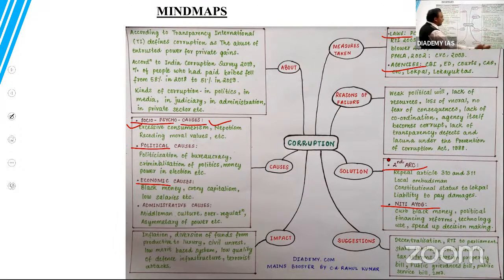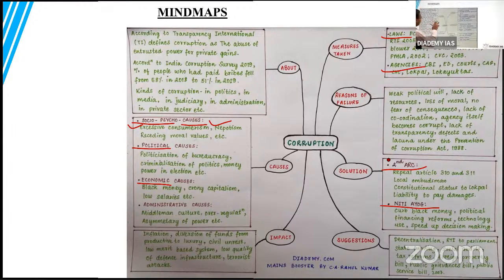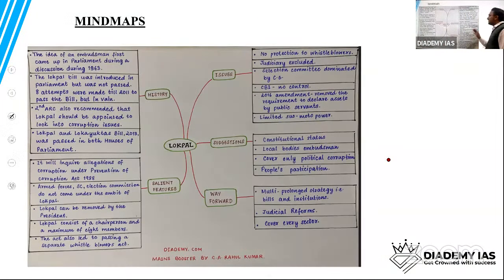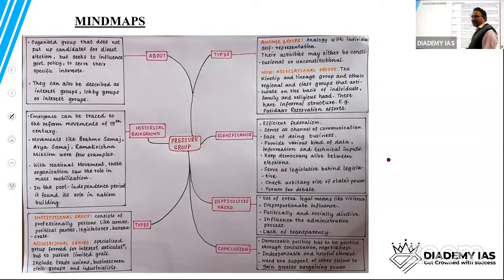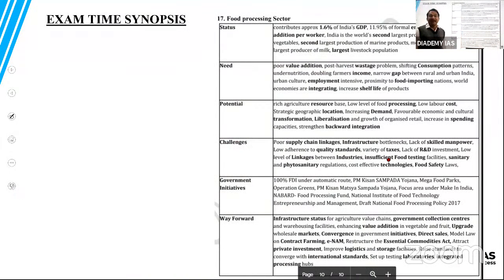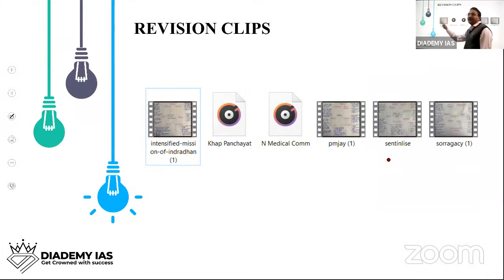तो इस तरह का माइंड मैप आप प्रिपेयर कर लेंगे, एग्जाम से पहले उसको रिवाइज कर लीजिए, आपका रिवीजन हो गया। Just write the keyword here, no need to write every line. Similarly this is the topic of लोकपाल, उसी तरह से प्रेशर ग्रुप का टॉपिक है। एग्जाम टाइम सिनॉप्सिस, इस तरह का एग्जाम टाइम सिनॉप्सिस एक सिंगल पीडीएफ बना सकते हैं, सिंगल पेज वर्ड फाइल आप बना सकते हैं। ठीक है, तो there is no shortcut, you have to work.